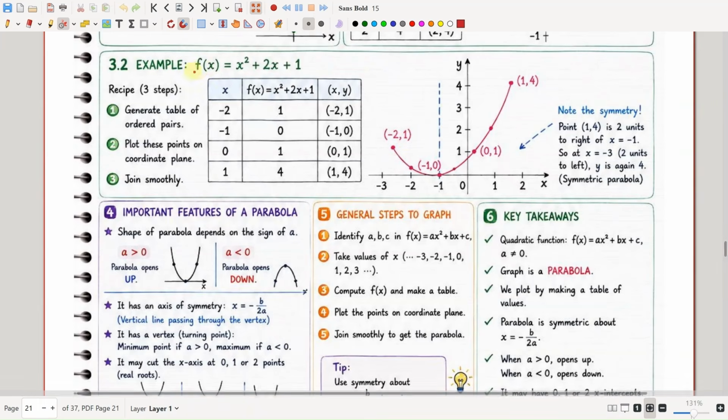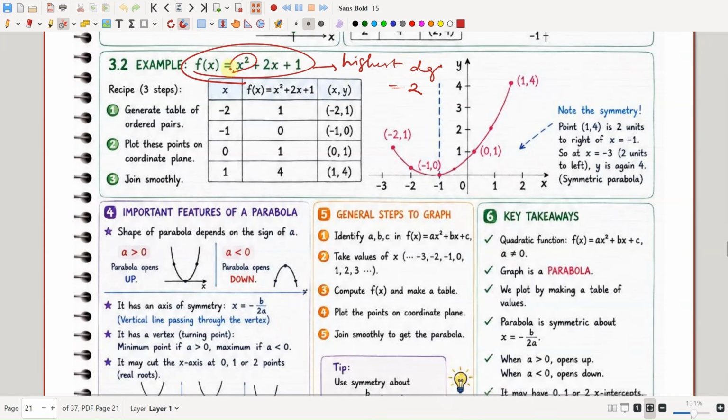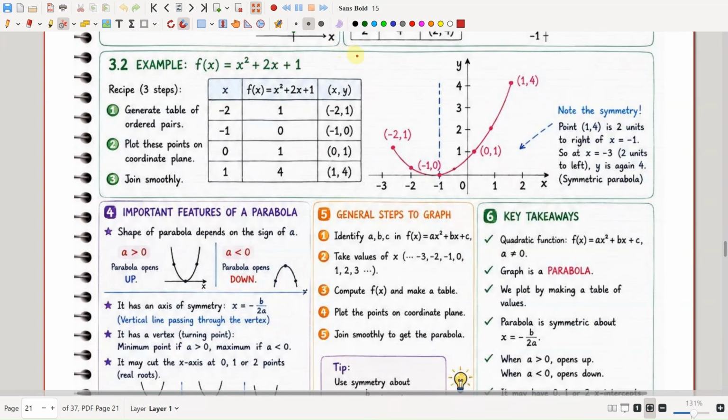This is another example of a quadratic function, since the highest degree here is 2. See, x squared has degree 2, and this one has degree 1. The highest degree here is 2, so it is also a quadratic function. So this graph will also be a parabola.